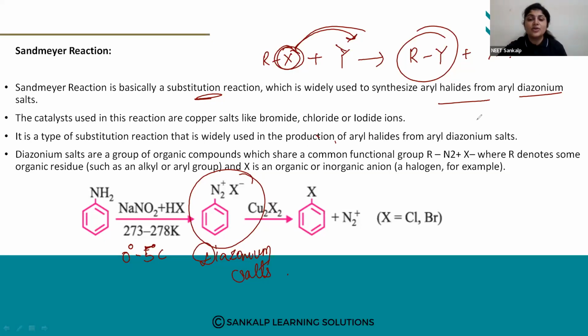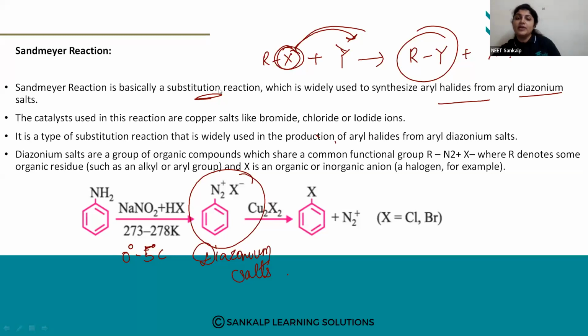So this diazonium salt is further treated with Cu2X2, that is, cuprous halides. You have to make use of cuprous halides. And what is obtained is an aryl halide. So aryl halide is obtained plus N2. So this is the simplest Sandmeyer's reaction.